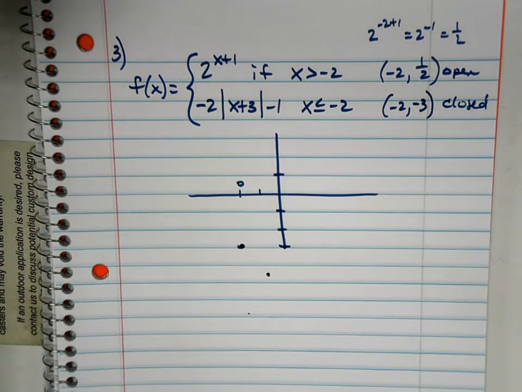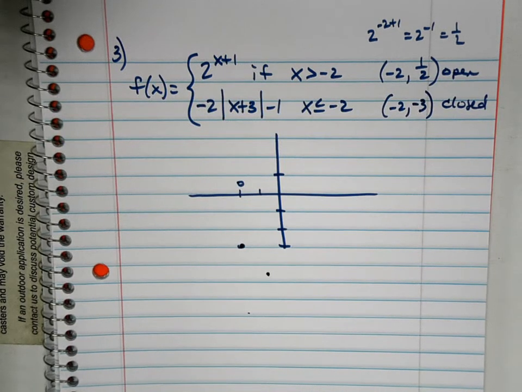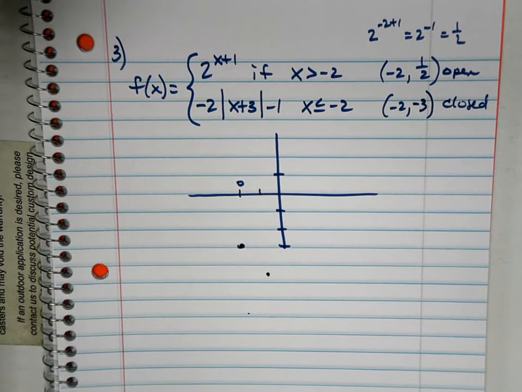Okay, these are dividing points. We're going to graph everything to the left of one of them, and we're going to graph everything to the right of the other. So we're going to figure out which it is.